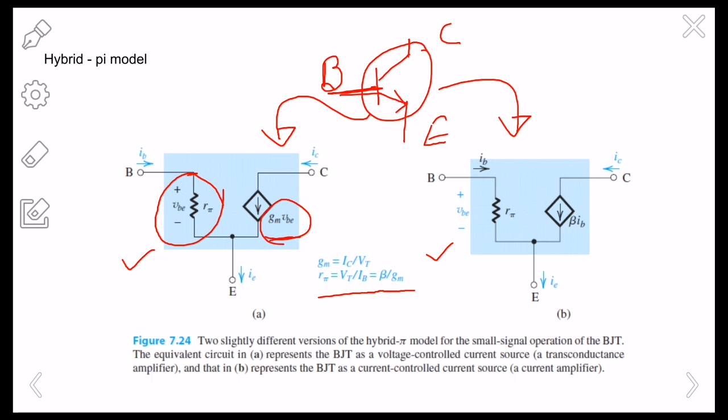Another way is you make the dependent current source dependent on the current. So it's a current controlled current source. This one right here is a current controlled current source, and right here is your voltage. VBE is a voltage, so it's a voltage controlled current source. I'll be using this one right here for my future calculations. So these are equivalent circuits for the BJT. This is known as the hybrid pi model.